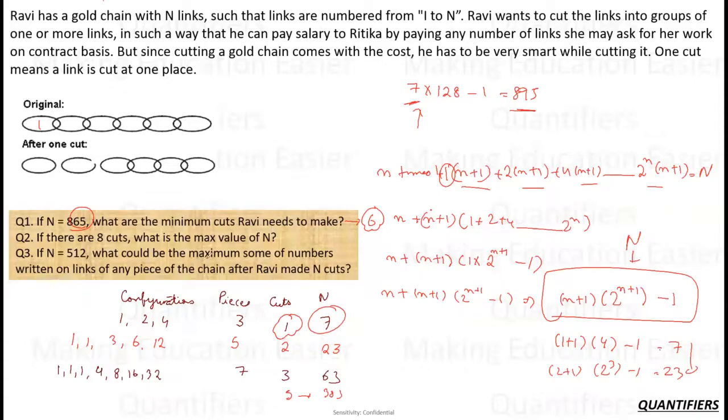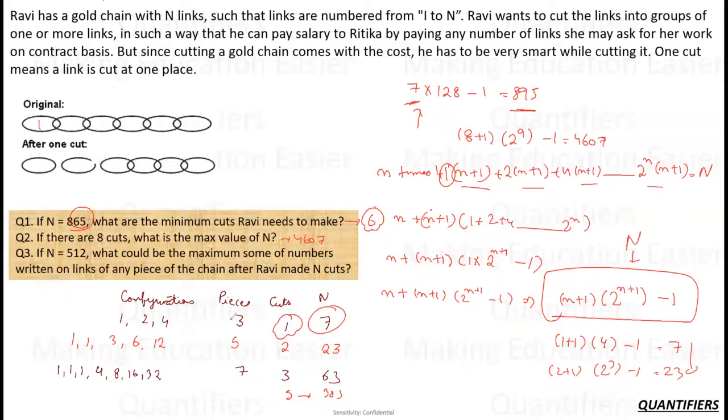Okay. If there are 8 cuts, what is the maximum value of n? So if you are using 8 cuts, what is the maximum value you can get? 8 plus 1, 9 into 2 raised to power 8 plus 1, 2 raised to power 9, that is 512. 9 into 512, 4608 minus 1, 4607. Right. So with 8 cuts, the maximum value is 4607.